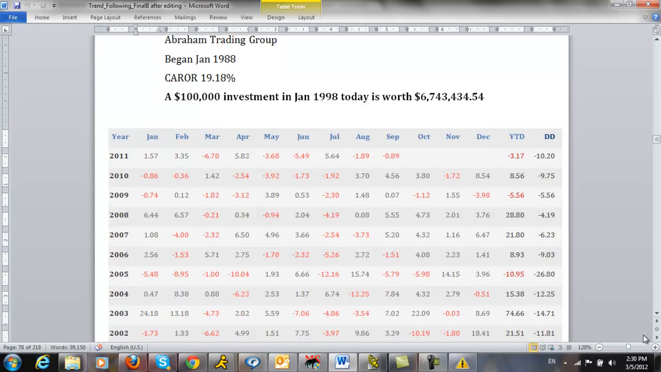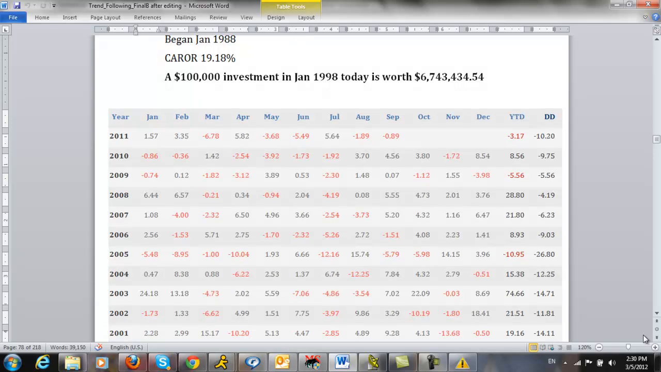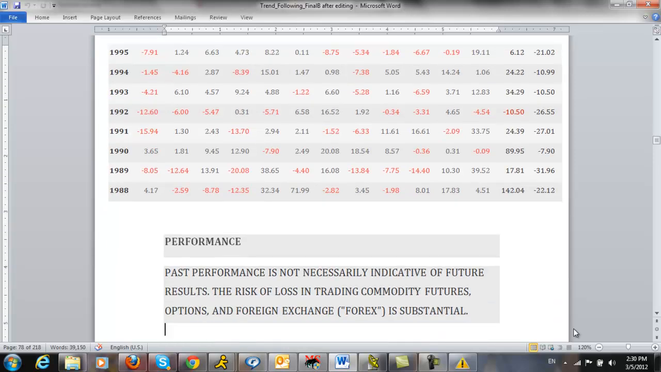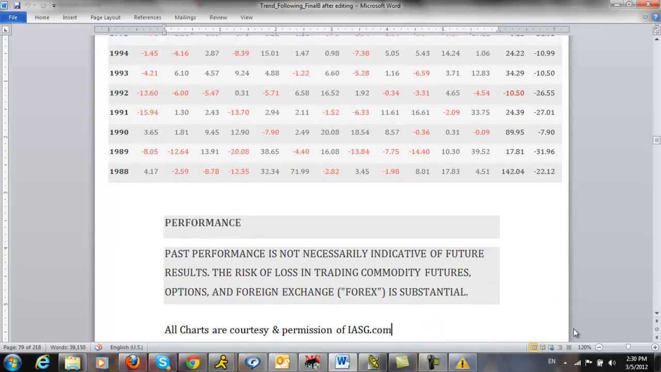I want to point out something very interesting, though. It wasn't just an easy ride. There were many, many long periods of drawdowns. Like in 2005, I can highlight right here, he had a 26% drawdown within the year, or he lost almost 11%. Then in 2007 and 2008, he made 21% and 28%. This is what trend following is. You have good periods, you have bad periods. And there are other examples here. Very importantly, past performance is not necessarily indicative of future performance.